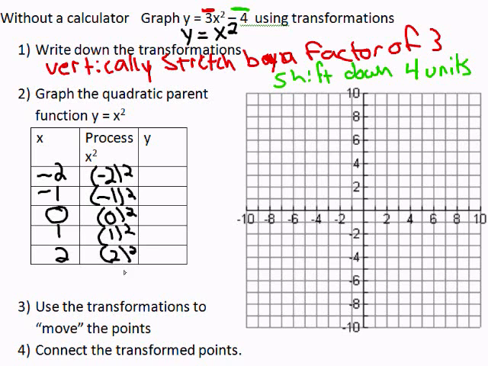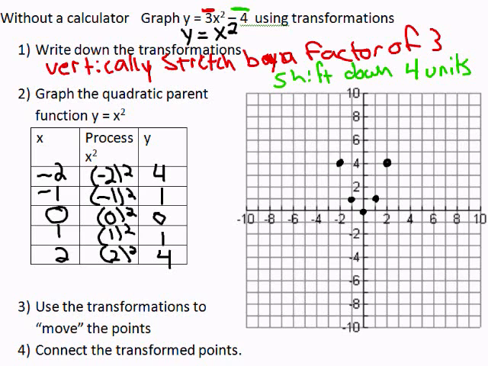And the reason, again, we're squaring these values is because our y's are equal to all of our x's squared. So we take negative 2, which is our x value, and square it, we get 4 for y. Negative 1 squared is 1, 0 squared is 0, 1 squared is 1, and 2 squared is 4. Then we're going to plot these points on our x, y coordinate system. So we take negative 2, 4, negative 1, 1, 0, 0, 1, 1, 2, 4.